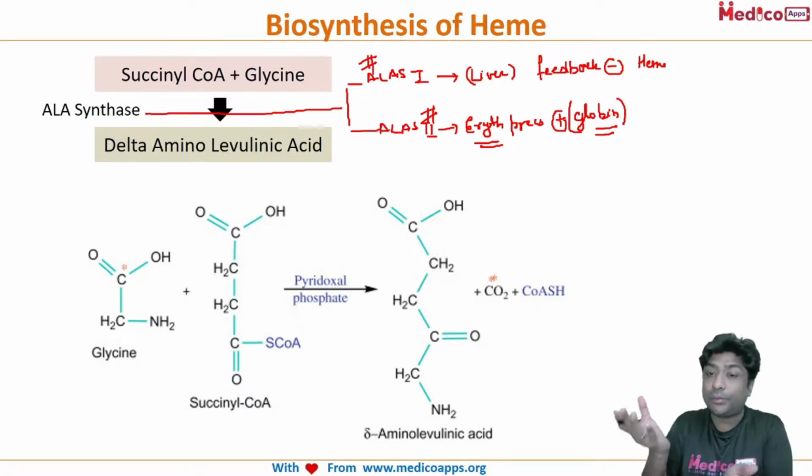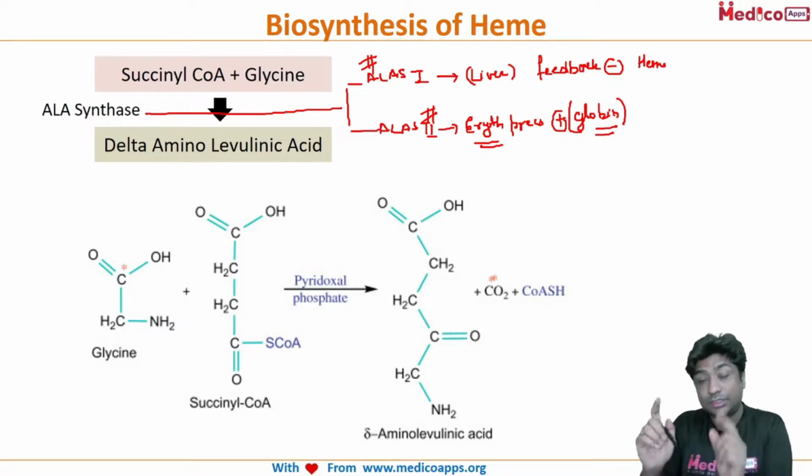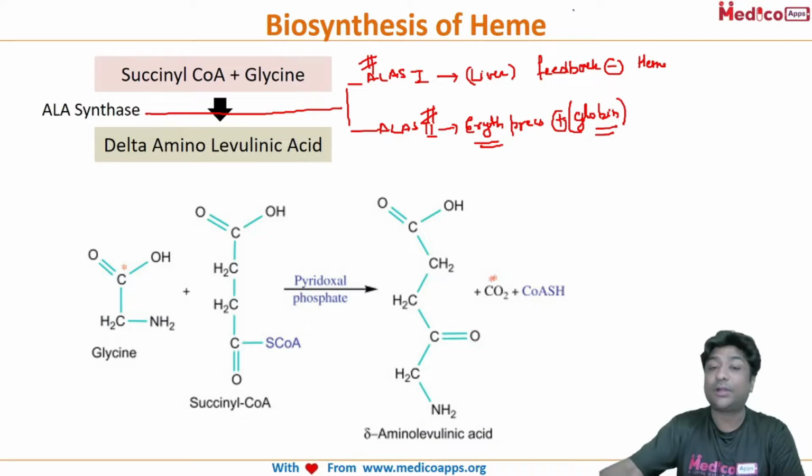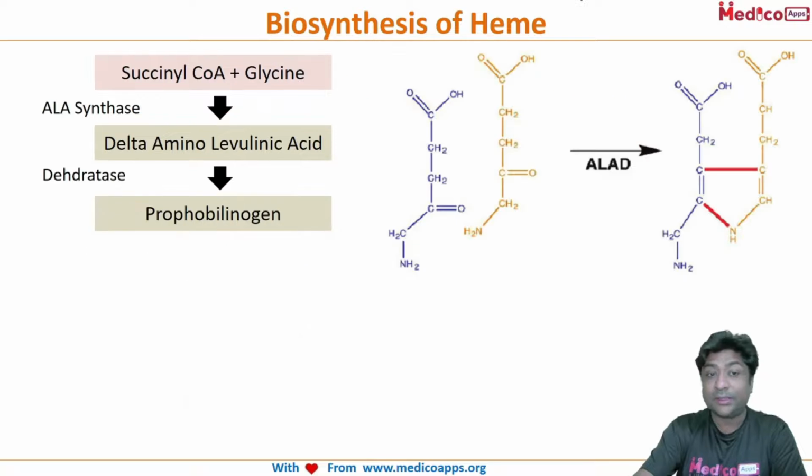So as the amount of globin increases, the amount of ALA synthase activity will increase, and formation of heme will increase. As the amount of globin decreases, the amount of ALA synthase activity will decrease, and the amount of heme will decrease. So this is very, very important in terms of what is the difference between ALA synthase 1 and ALA synthase 2. The next step is basically a dehydration step.